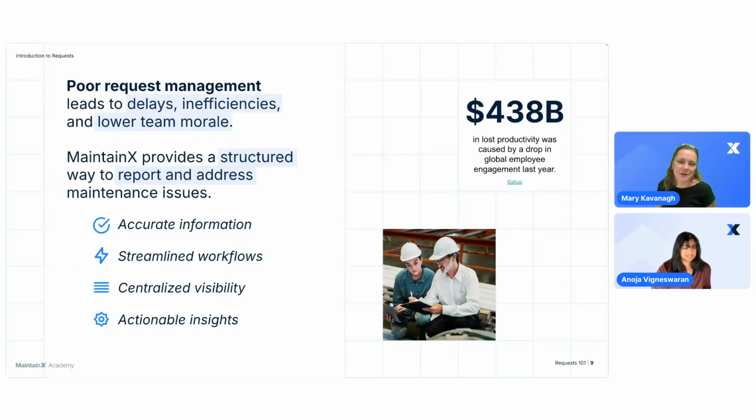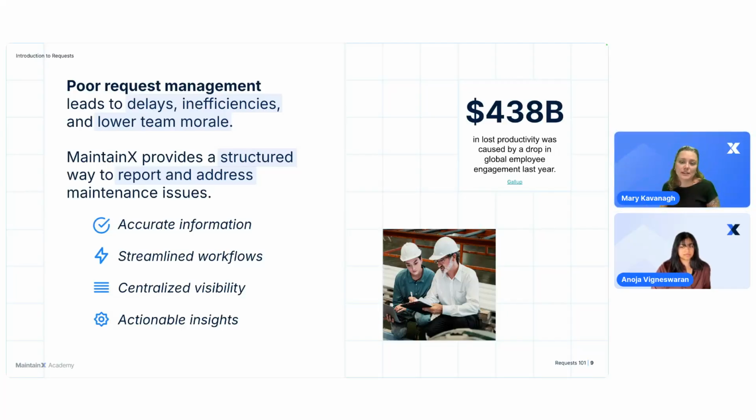What happens when we don't manage our requests well? Something we don't like to talk about, but it's something we need to talk about. It leads to delays, inefficiencies, and lower team morale as well. Why is that? Well, you're more likely to see equipment failures go unnoticed, which leads to longer repair times and increased safety risks. So we know that.